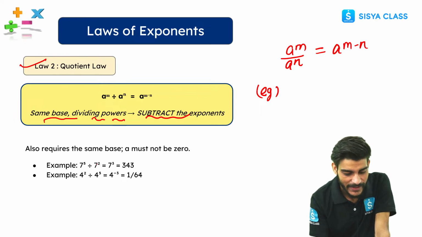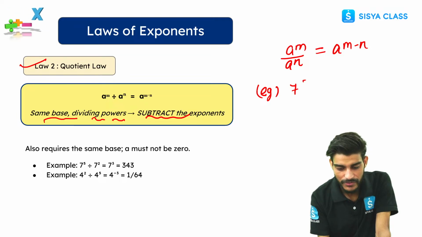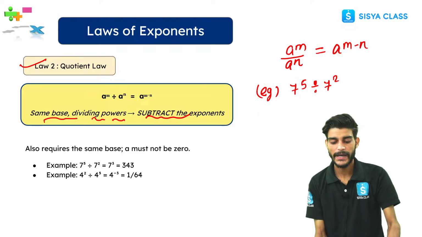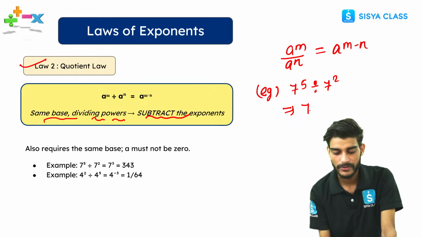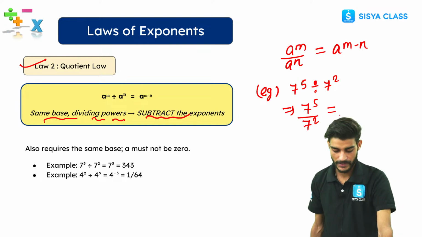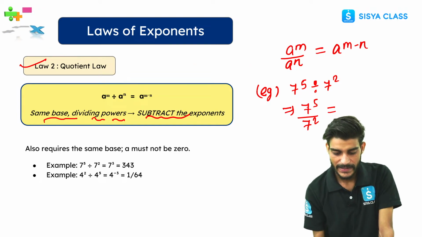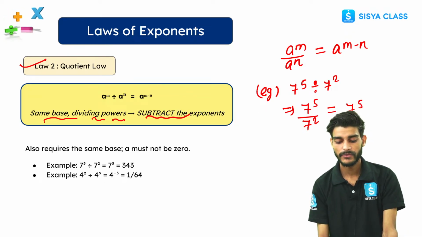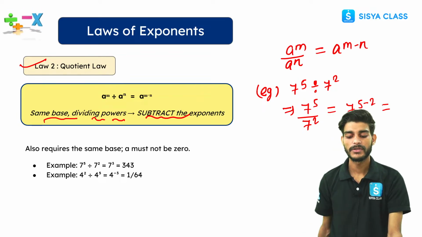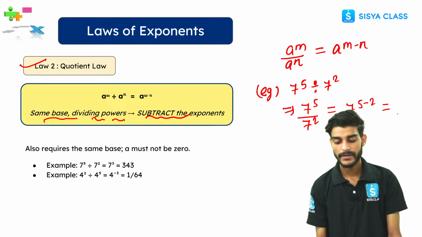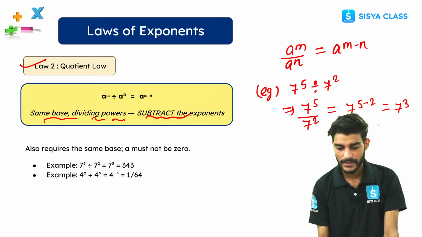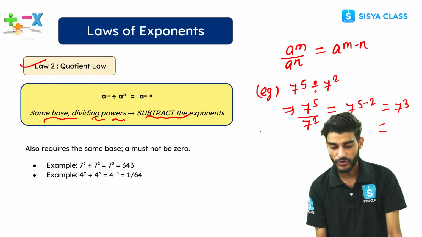First example is 7 raised to the power 5 divided by 7 raised to the power 2. Simple, right? So firstly, how will you write it? Divide. So 7 to the power 5 upon 7 to the power 2, I can write like this, obviously. So the base is the same here, that is 7. So if the base is the same, you can subtract the powers. So 5 minus 2. So 7 raised to the power 5 minus 2 is 7 raised to the power 3. So what is 7 cube? 7 cube is 343.